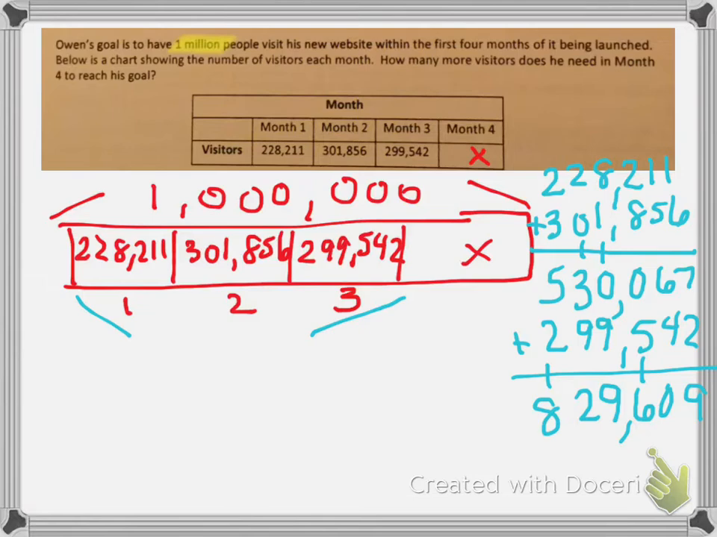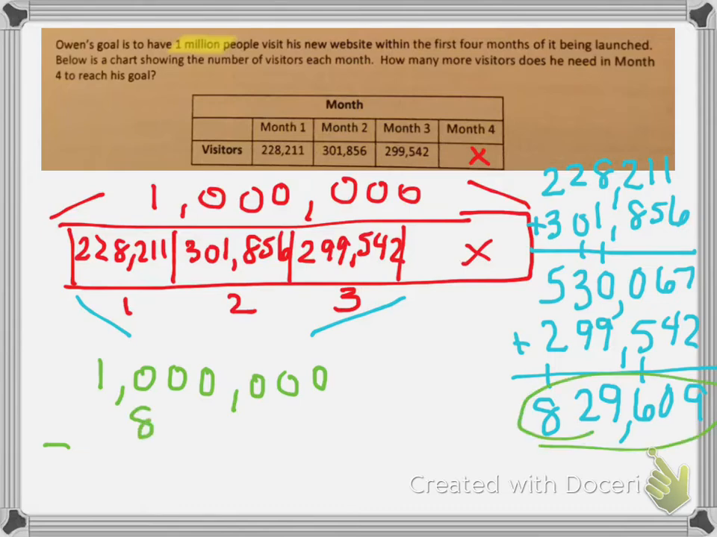Now we need to solve for our missing month. I'm going to change my color to green, and I'm going to write 1 million minus this new number that we came up with over here, 829,609. Okay, there's my subtraction problem.